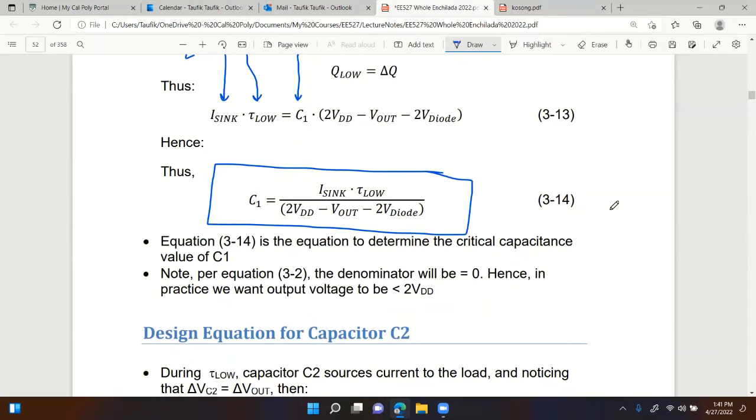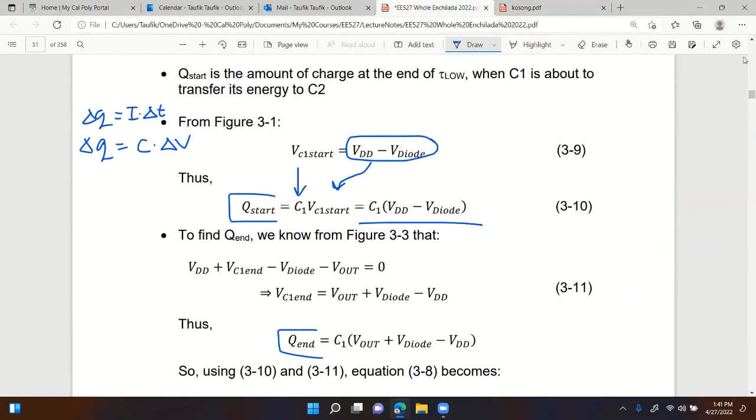Now, if you look at this equation right here, notice that I have the equation for, I believe, the out. Let's see, is that 3-2?